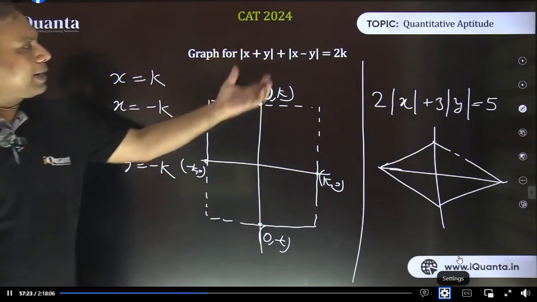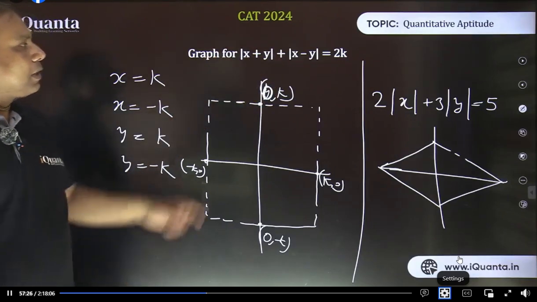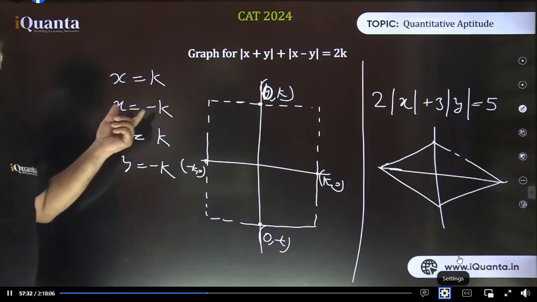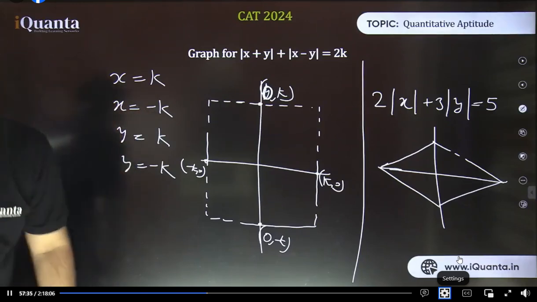If you open this modulus sign, one time when we open it with a positive sign, it will be 2x equals 2k. That means x equals k. Same way, one time you will get x equals minus k, and same way y equals k and y equals minus k also.